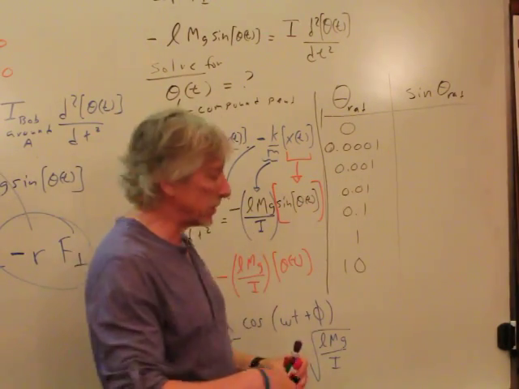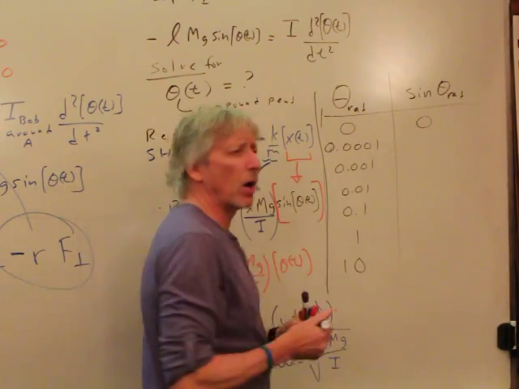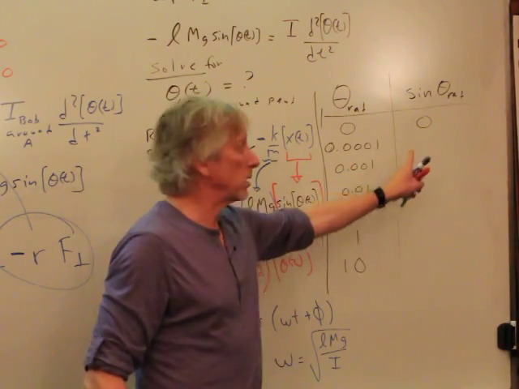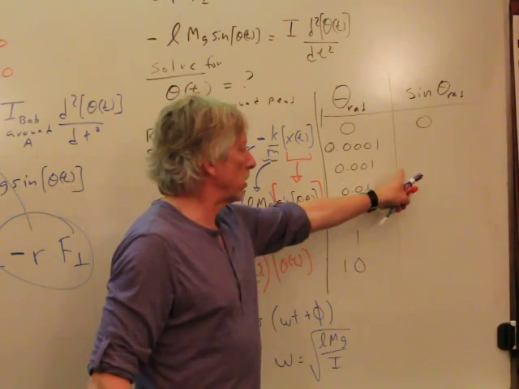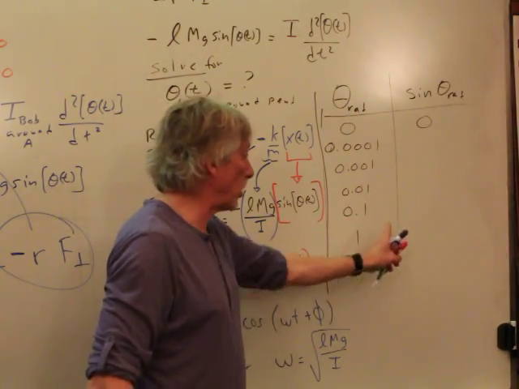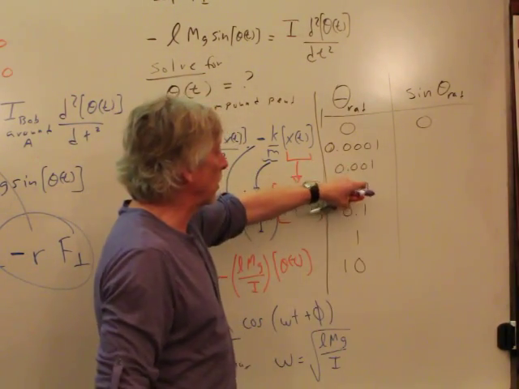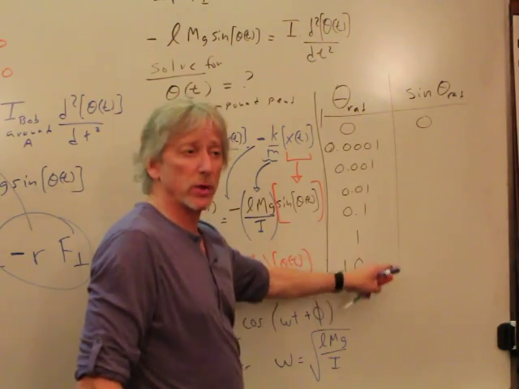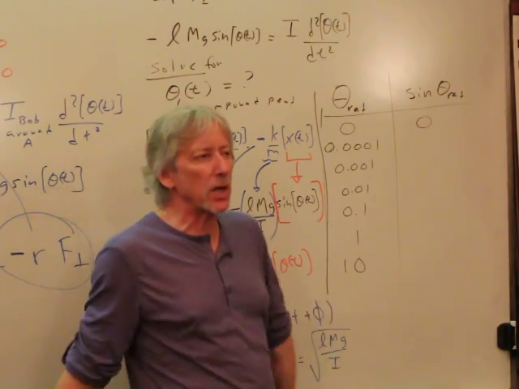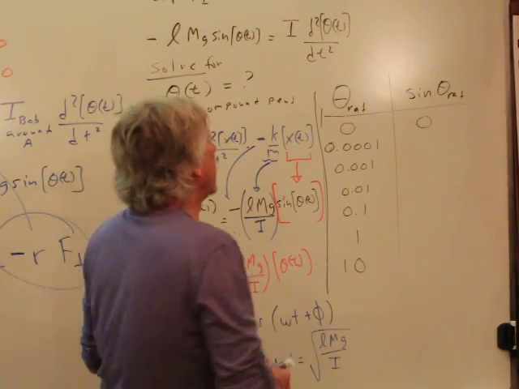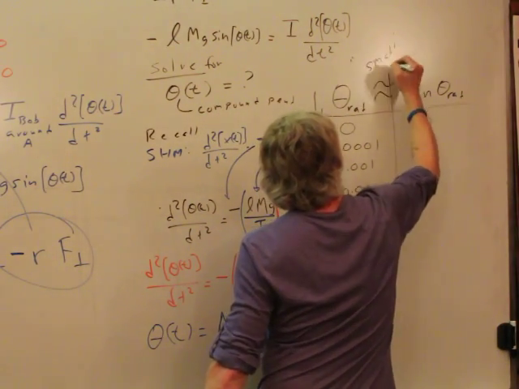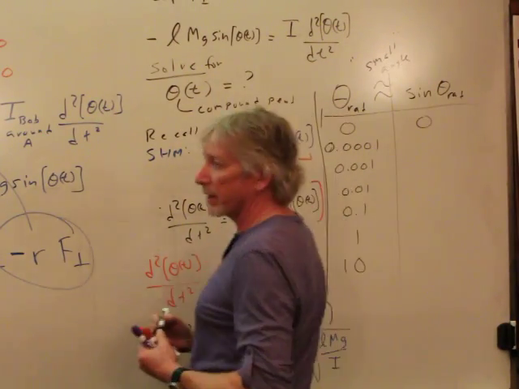You're going to get, that's easy, that's 0. What about something small? 0.0001 radians. See what you get. 0.001, 0.01, 0.1, 1, 10. It's going to get a bigger and bigger difference as you go up. So at some point, at what point? Whatever point is good enough for your application. But these are approximately equal for small angles. That's a small angle approximation.